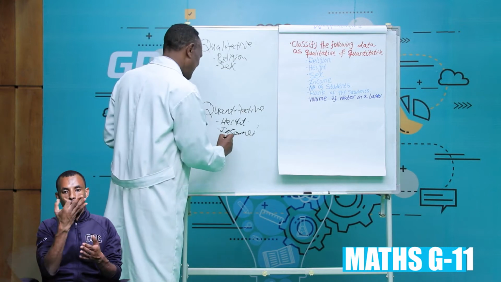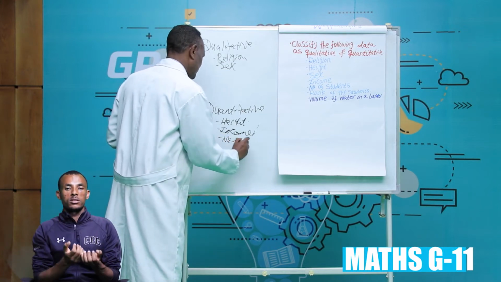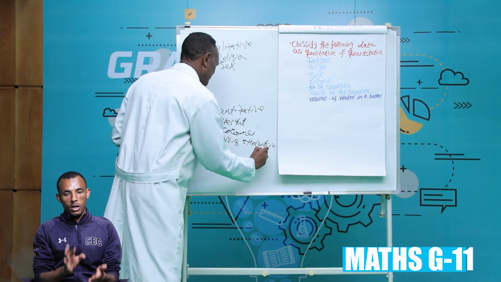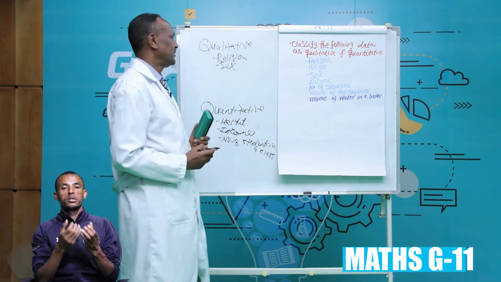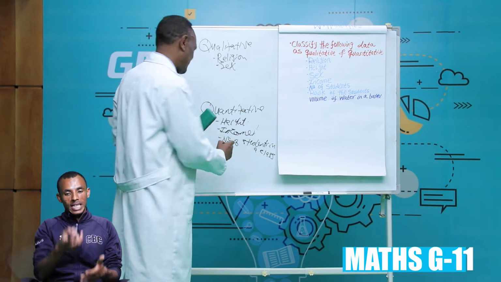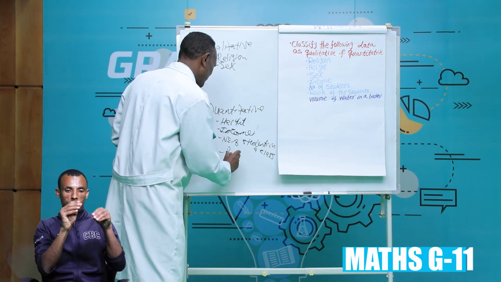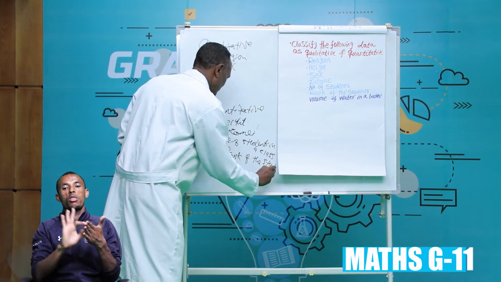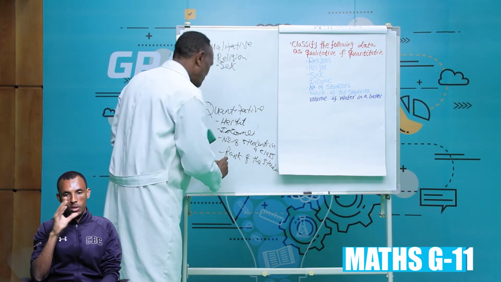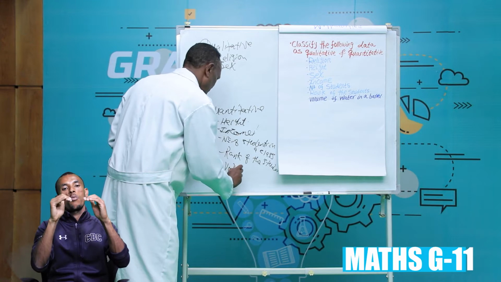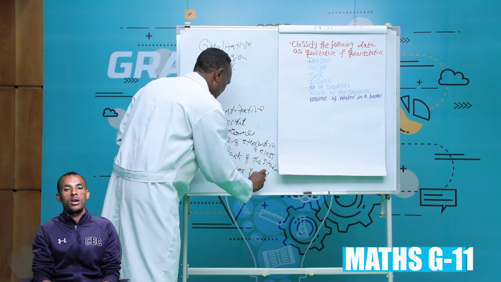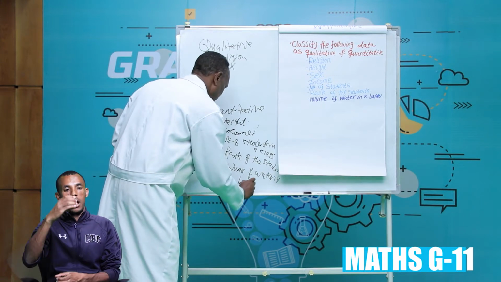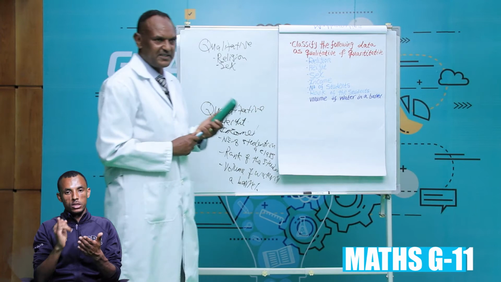Number of students in a class, this represents a number also. Rank of the students is also quantitative. And volume of water in a barrel. This is the classification that we have.